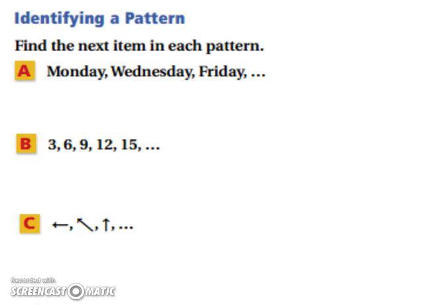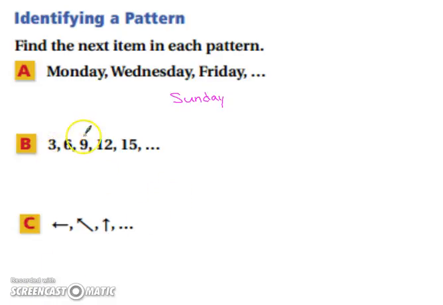Let's try identifying a pattern. Find the next item in each pattern. We'll do the first one together, and then you'll try the next two on your own. Monday, Wednesday, Friday. Alternating days of the week make up the pattern, so the next day is Sunday. Take a moment and pause the video and try the next two.